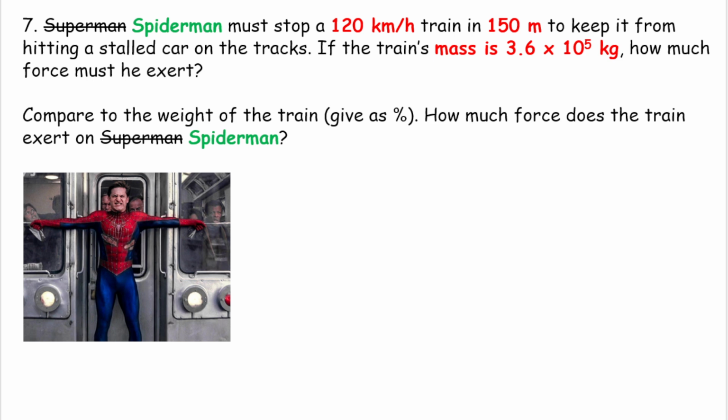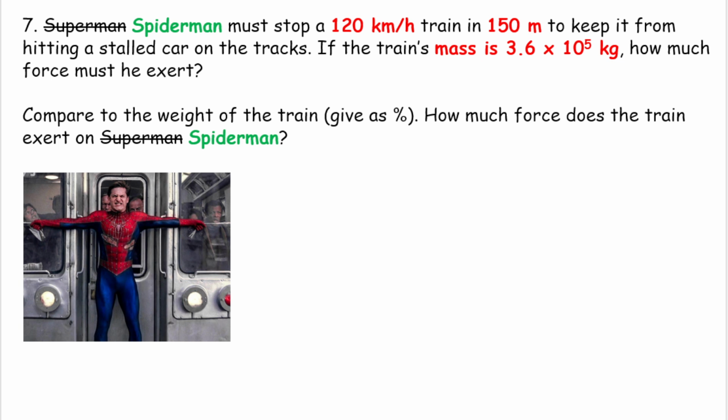However, I changed the subject a bit here because we all know that stopping the train is Spider-Man, not Superman, right? So, the question is: Spider-Man must stop a 120 km per hour train in 150 meters to keep it from hitting a stalled car on the tracks. If the train's mass is 3.6 times 10 to the 5 kilograms, how much force must he exert?